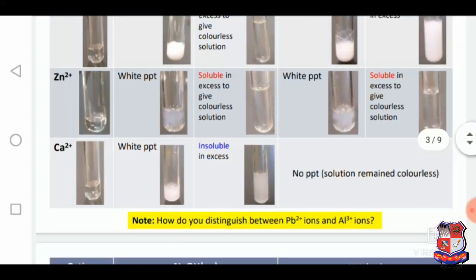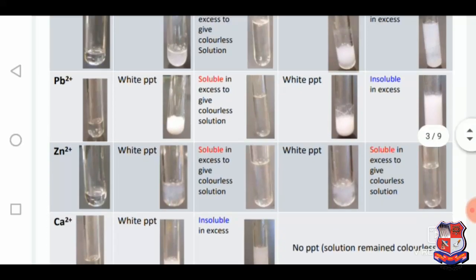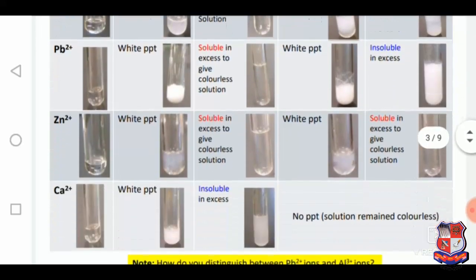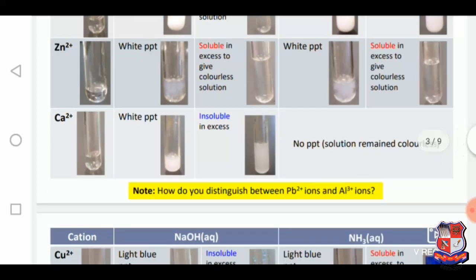For the calcium ion, on the other side, there is no precipitation if we add the ammonia solution. If we add the ammonia solution, that is the calcium ion identification.